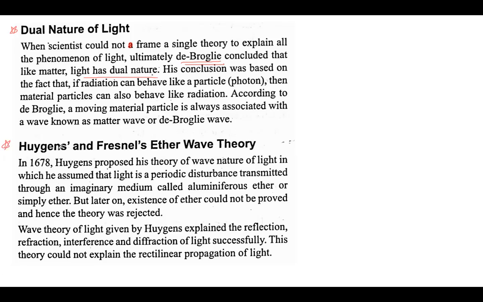Huygens and Fresnel's ether wave theory. In 1678, Huygens proposed his theory of the wave nature of light, in which he assumed that light is a periodic disturbance transmitted through an imaginary medium called luminiferous ether, or simply ether. But later on, the existence of ether could not be proved, and hence the theory was rejected.